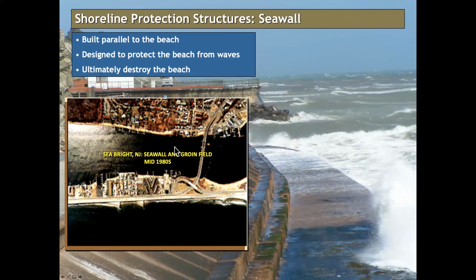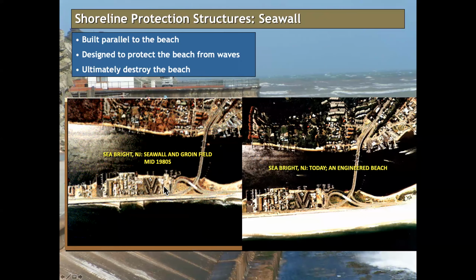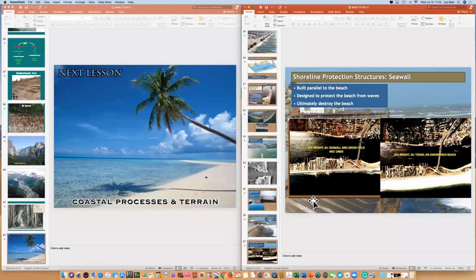Here's an example from the 1980s. Notice how grainy the image is. This is the town of Seabright in New Jersey. Same image, early 2000s. Notice how they built themselves a beach and they removed the different structures. So this is what happens when you spend hundreds of millions of dollars dredging sand and making yourself a beach and then letting nature handle it from there on out. So those are the two lessons.